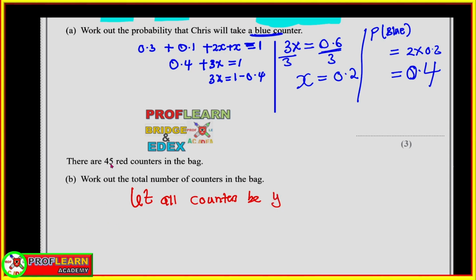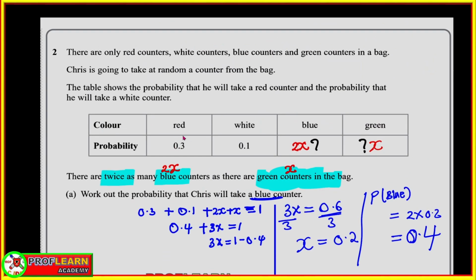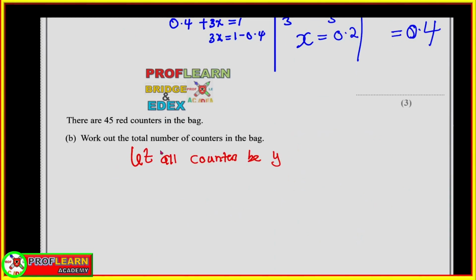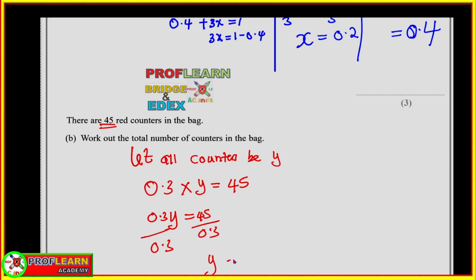So meaning that if we know the probability of red, you can see the probability of red here is 0.3. So 0.3 times y must give us the 45 they are telling us. So if you have y, 0.3y is equal to 45. To get the total number of counters in the bag, y is equal to 45 over 0.3.